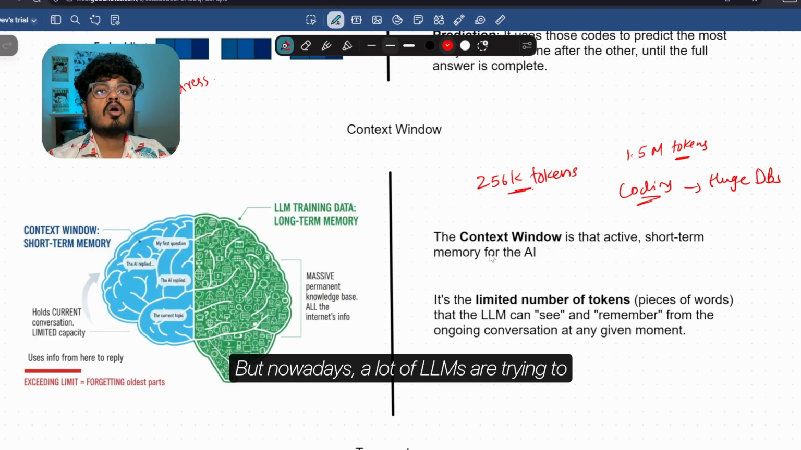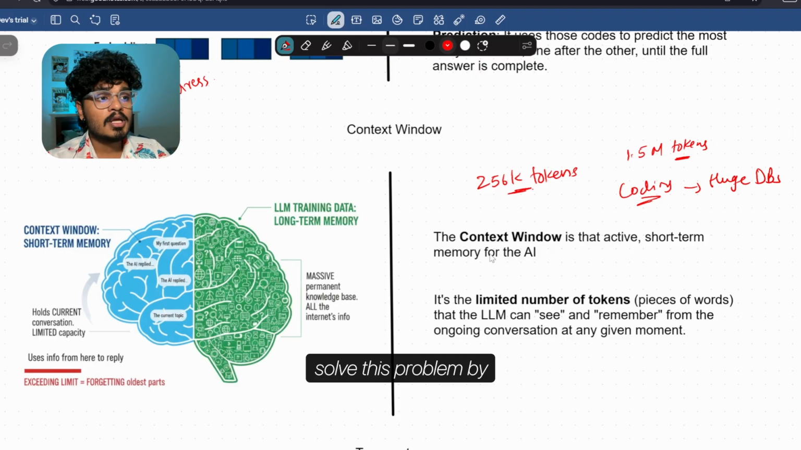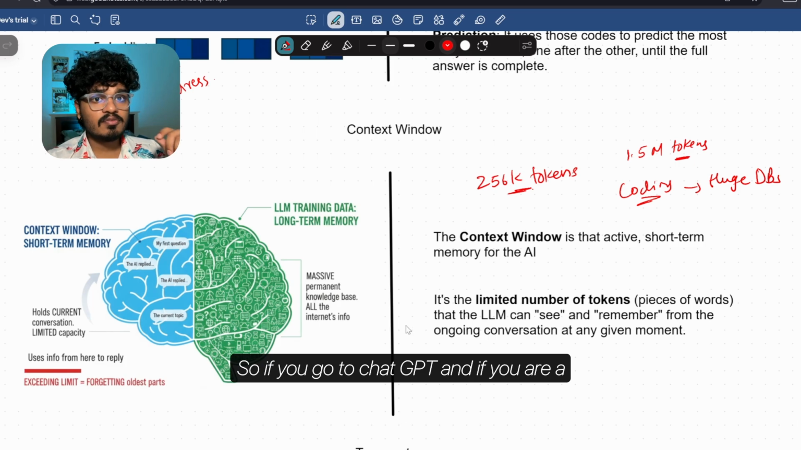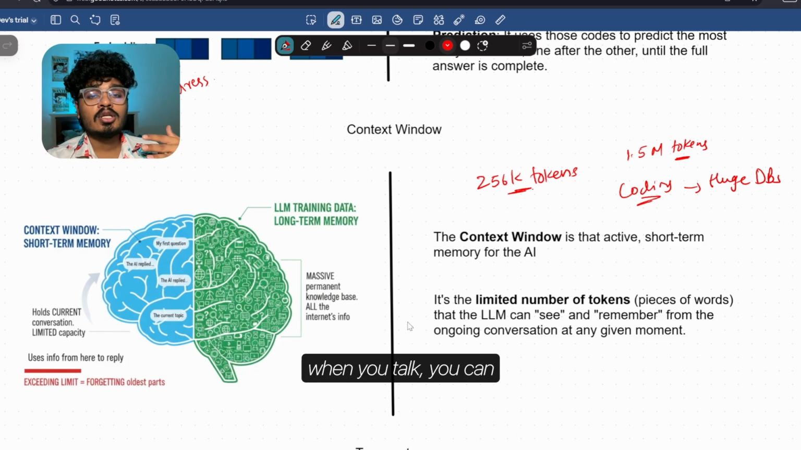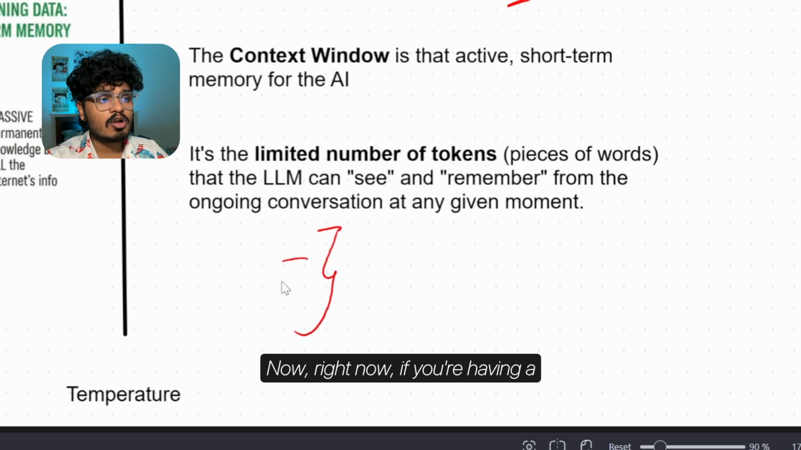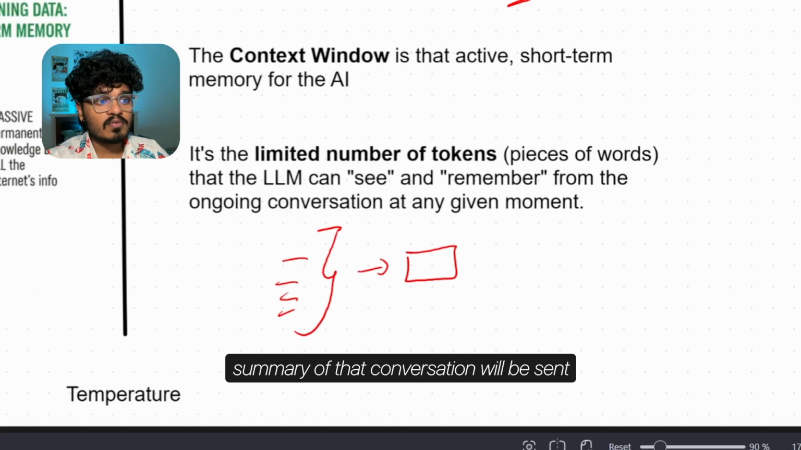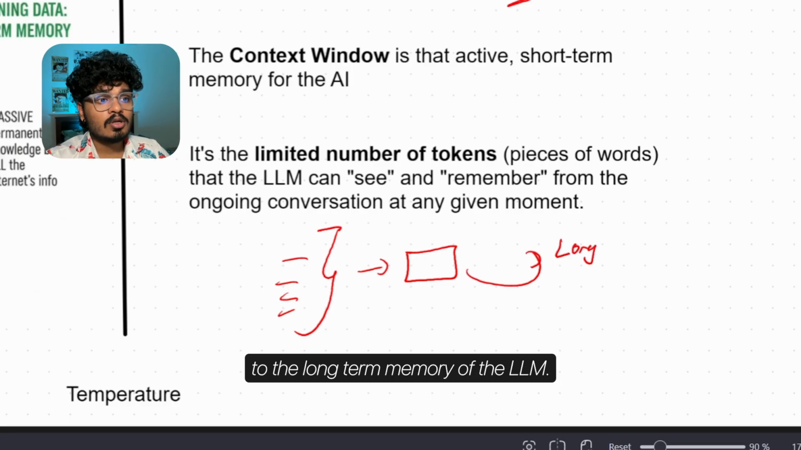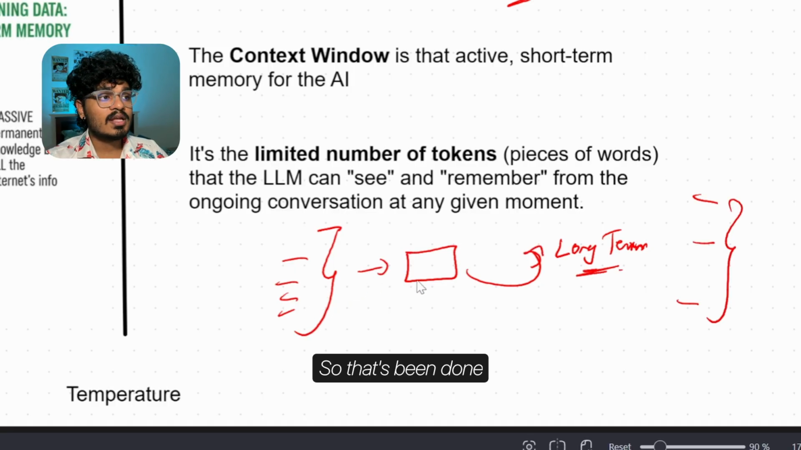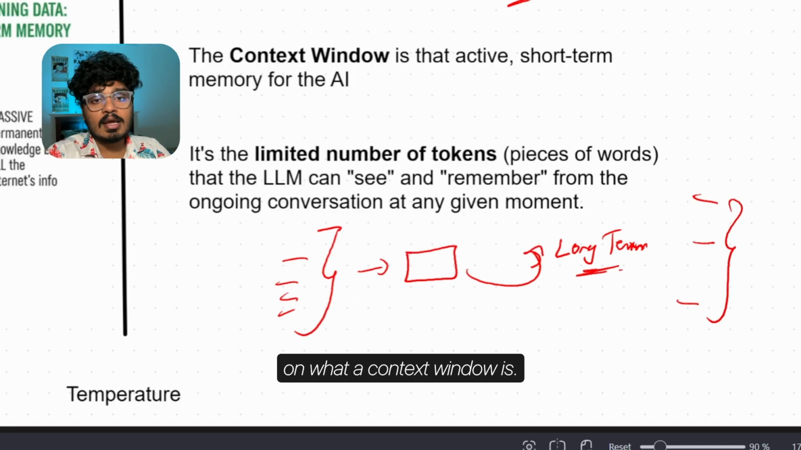But nowadays, a lot of LLMs are trying to solve this problem by giving something called extended memory. So if you go to ChatGPT and you are a pro user especially, you can have context across chats. Right now, if you're having a conversation with an LLM, a small summary of that conversation, only the important parts of the chat, will be sent to the long-term memory of the LLM. That's been done in ChatGPT right now. I hope you got the rough idea of what a context window is.